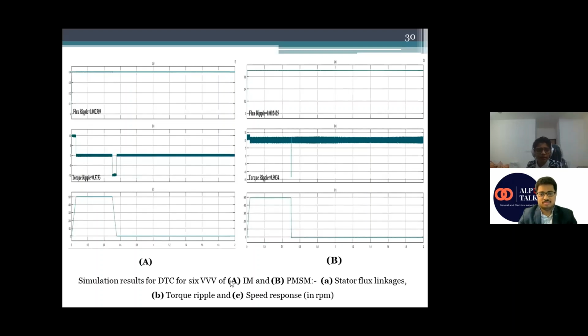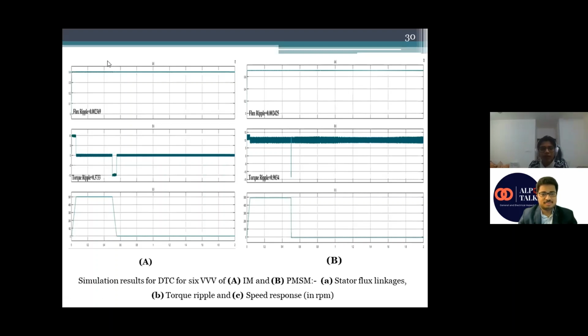Just the algorithm is changed. In this you can see the waveform has become smoother, and the transient response in the speed is also improved. Ripple is also improved, coming to 0.3733 in the induction motor and 0.9034 in PMSM. The flux waveform and the ripple in the flux are also improved, like 0.002369 and 0.00425. By seeing only, you can see the waveform has improved much more.